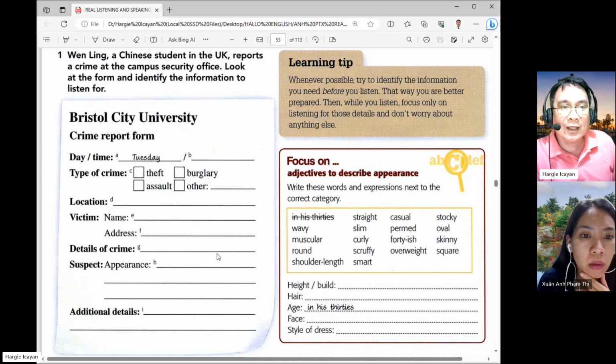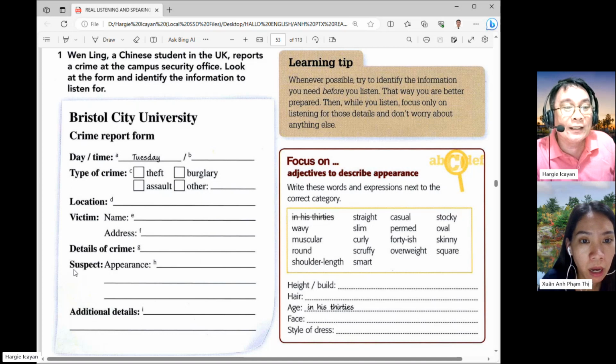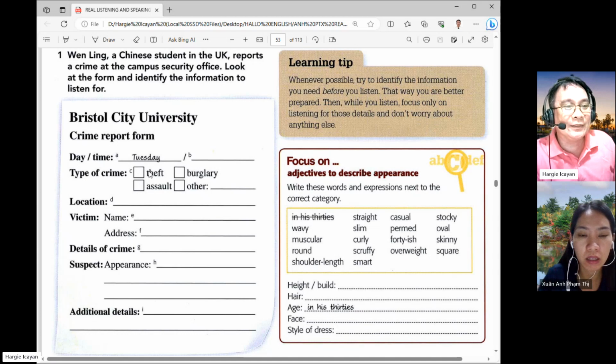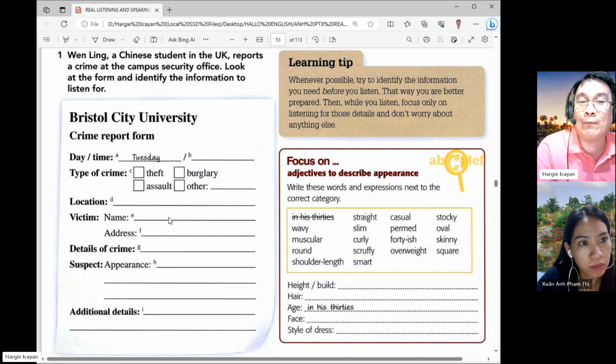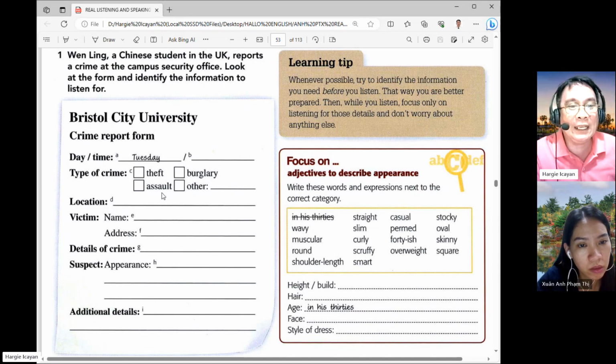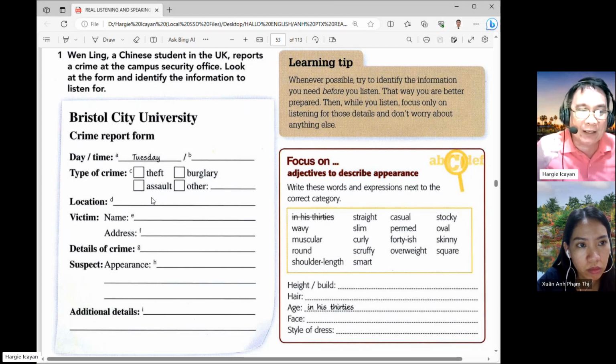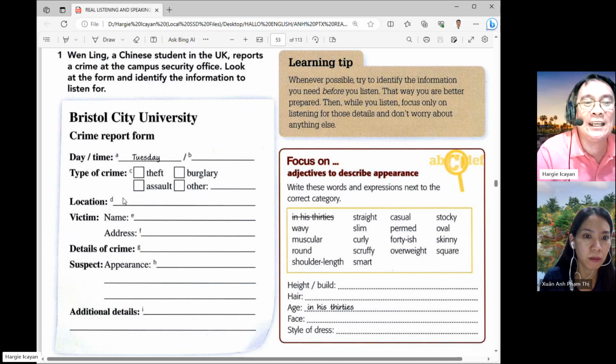What does this mean? Burglary, and also in type of crime. So when we say theft, stole, for example, the one who stole money from you, that's considered to be a theft. Or if you stole something from a person, that's also a theft. When you say assault, it's something like you punch a person, you kick a person, you hurt a person. That would be an assault.